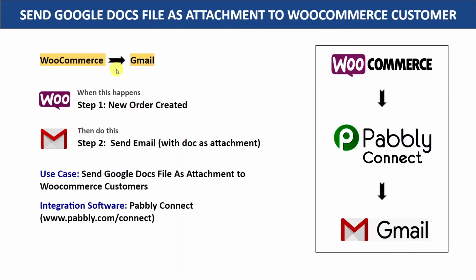But the issue here is there is no direct connection between WooCommerce and Gmail so that we can get the details. That's why in this video we are going to use an integration and automation software, that is Pabbly Connect, with the help of which we can connect WooCommerce with Gmail directly, so that whenever a new order is created in WooCommerce, it will automatically send an email with the Google Docs as an attachment to that particular customer via Gmail. And the best part in this video is there is no requirement for coding skills and programming knowledge throughout the process. So let's begin with an example.